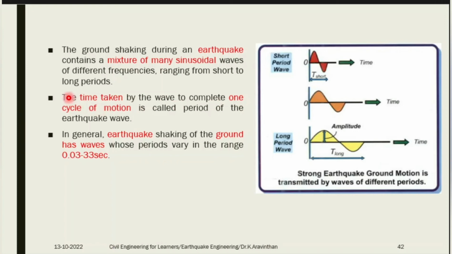Now that is the definition given here. The time taken by a wave to complete one cycle of motion is called the period. This is indicated by the letter T. In general, earthquake shaking ground has a wave whose period may vary up to 33 seconds. The time period unit is second. So your building should not come under this time period. If you are going to construct and design your building, you have to make sure that your building does not fall under this time period.